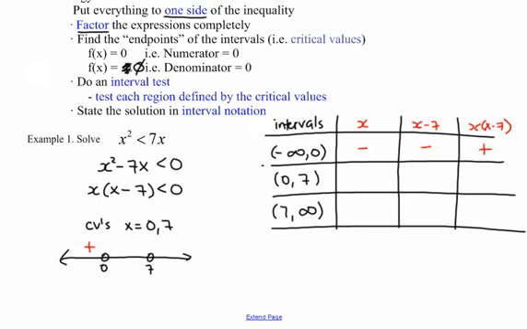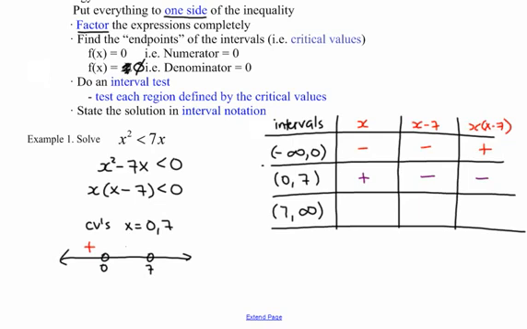Then between 0 and 7, pick a number between 0 and 7. I'm going to use 1. If we plug in 1 for x, that's a positive. 1 minus 7 would be a negative. Any of the numbers between 0 and 7 would give a negative for x minus 7. So the product of the two is going to be a negative value.